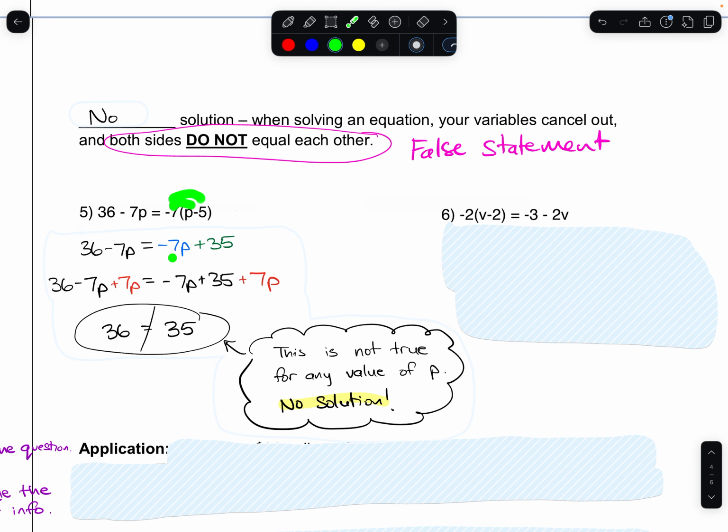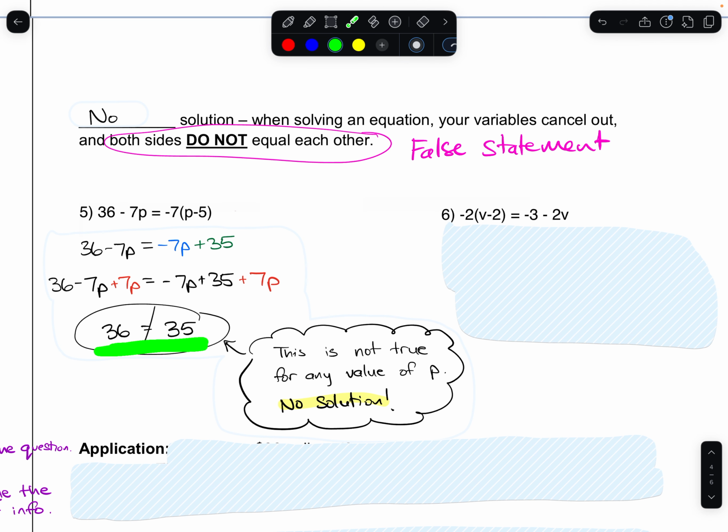We can distribute to get negative 7p plus 35. And then there's no like terms, but we can try to get rid of the 7p here so that there's only a p on the right side, but the p's cancel on both sides. And 36 is definitely not equal to 35. This is our false statement that I was talking about.